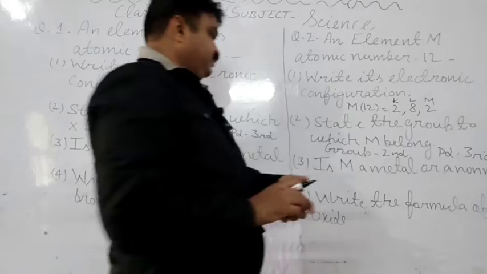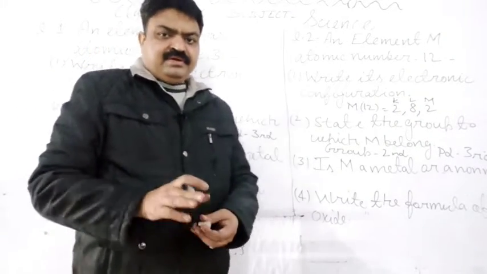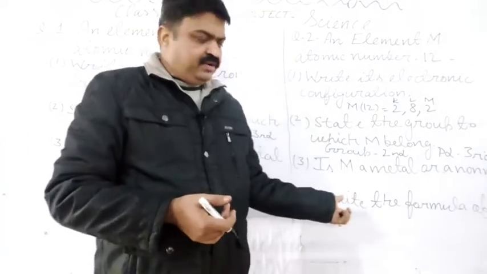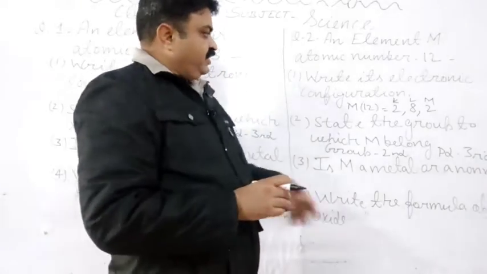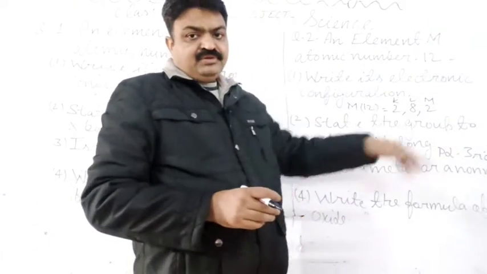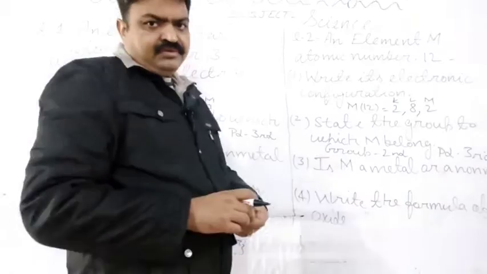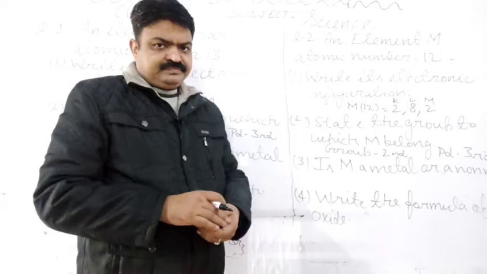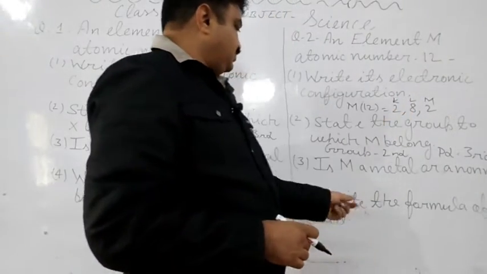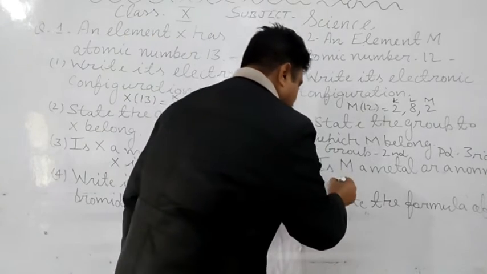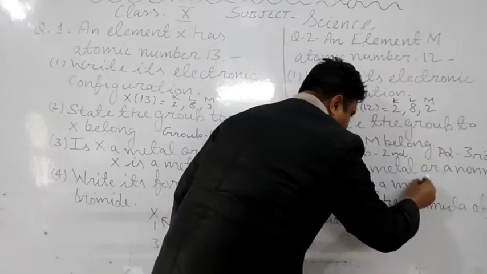Third period. Is M a metal or a non-metal? So what will you write? It is a metal, because it can lose electrons, and we know this with the help of the outermost cell. In this there are 2 electrons, so it can lose 2 electrons to fulfill its outermost cell. So it is also a metal. Yes, it is a metal. This you write.